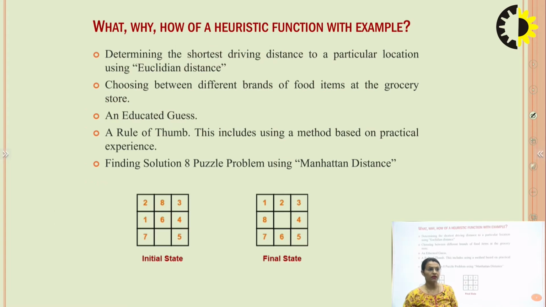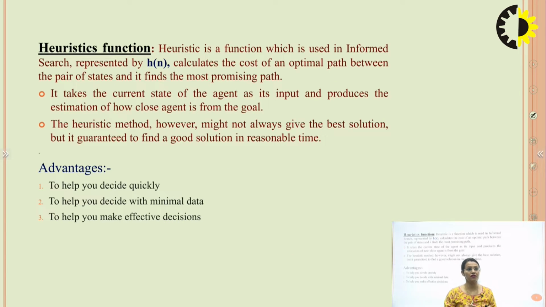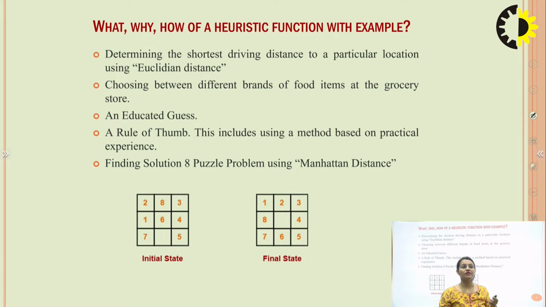So the next questions are what, why and how of a heuristic function, with the help of examples. First, what is a heuristic function? As I have told you, it is used to calculate the cost of an optimal path between a pair of states. Then the question is why we need this. Why we need this can be easily understood with the help of a problem.